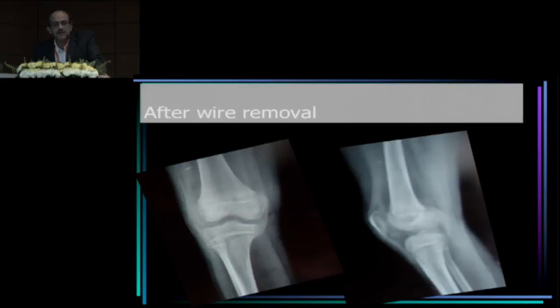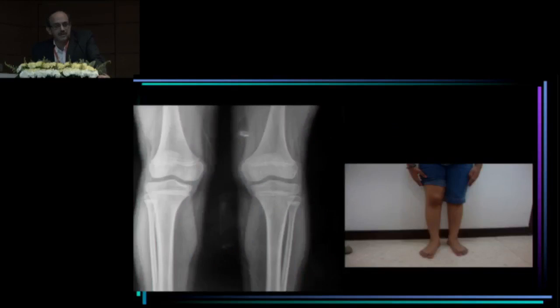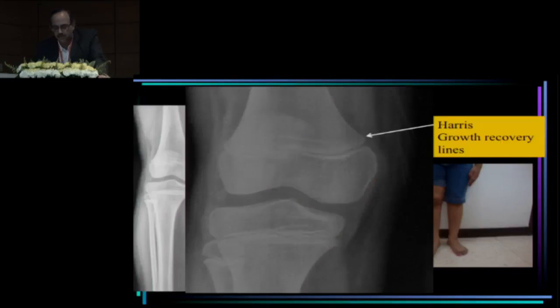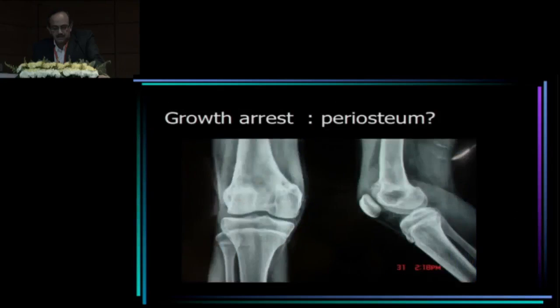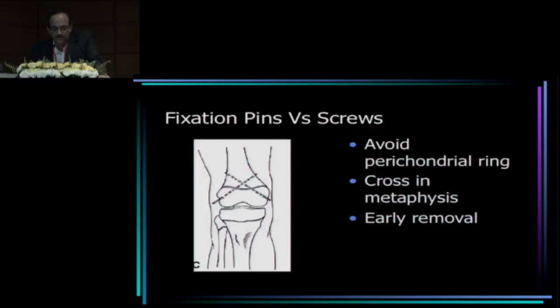But always make sure you follow them up for the Harris growth arrest lines because, as I said, growth disturbance is the most common complication. Salter-Harris type 1 again here. Sometimes you can have a growth arrest because periosteum can get entrapped here, and rarely you would need an MRI and surgery to get that entrapped periosteum out from that area.